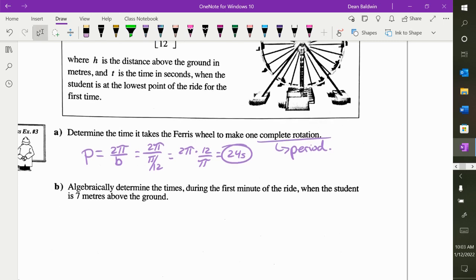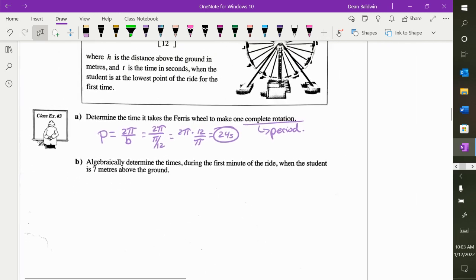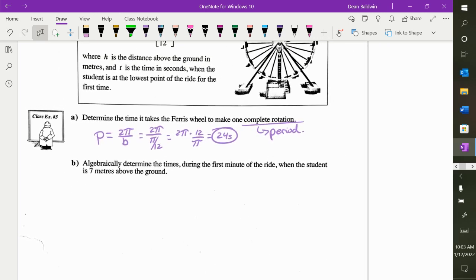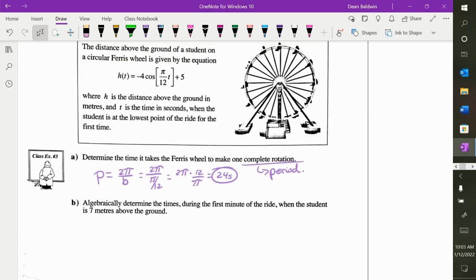All right, so: algebraically determine the times during the first minute of the ride when the student is 7 meters above the ground. So this is the bonus question from the Trig 1 test, and some people got that question. So basically I'm saying, when are you 7 meters above the ground? So I'm saying when the height is 7, right? When this is 7. So really you're solving this equation.